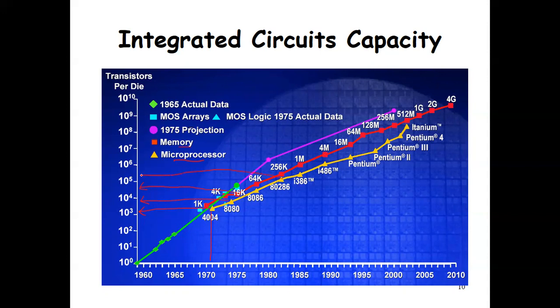80286 has somewhere between 10 to the power 5 and 10 to the power 6 transistors, and so forth. For the various processors, this shows how many transistors were placed, the number of transistors per die. The graph similarly plots up to Pentium 2, 3, 4 and up to Itanium processors. The red one shows the amount of memory.